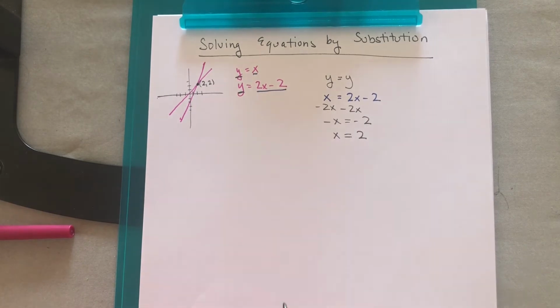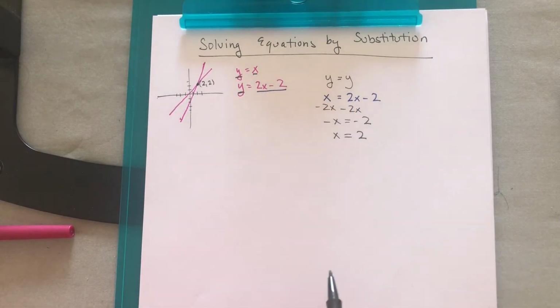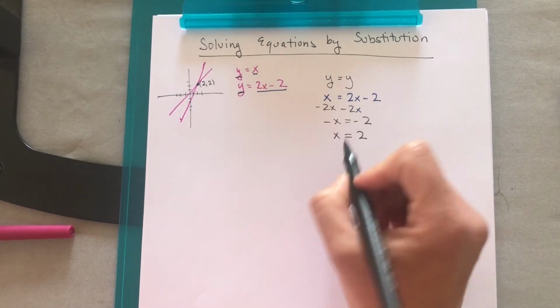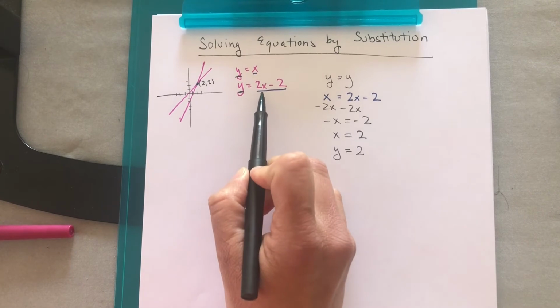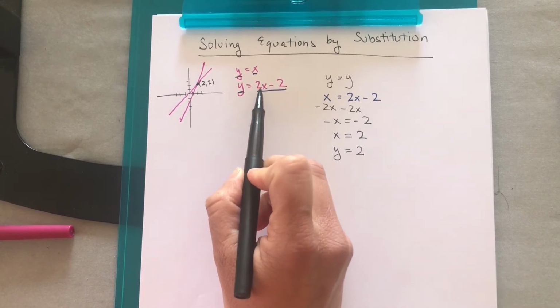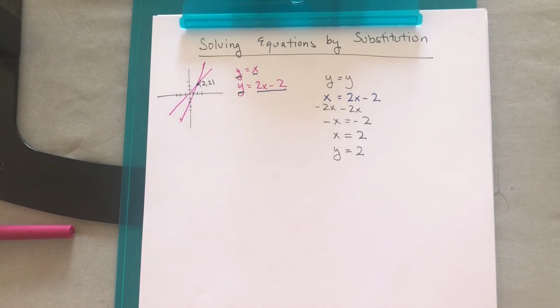That also means then that I can use these equations to find the value of y. So if y equals x, well then y must also equal 2. But it also works if I plug x into this equation, because 2 times 2 minus 2 does in fact equal 2.